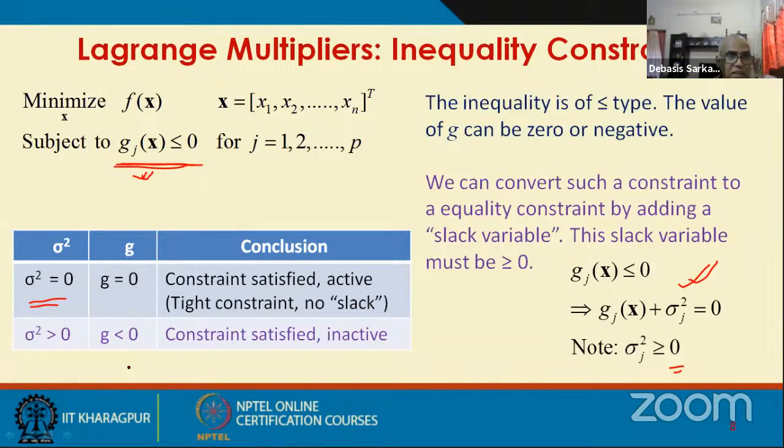But if g is satisfied as g less than 0, that means the constraint is satisfied as g less than 0, then you must have a non-zero slack variable. And you know that in that case, the constraint is satisfied as an inactive constraint. So when the constraint is satisfied as active constraint, slack variable is 0. When the constraint is satisfied as inactive constraint, you have a non-zero slack variable.